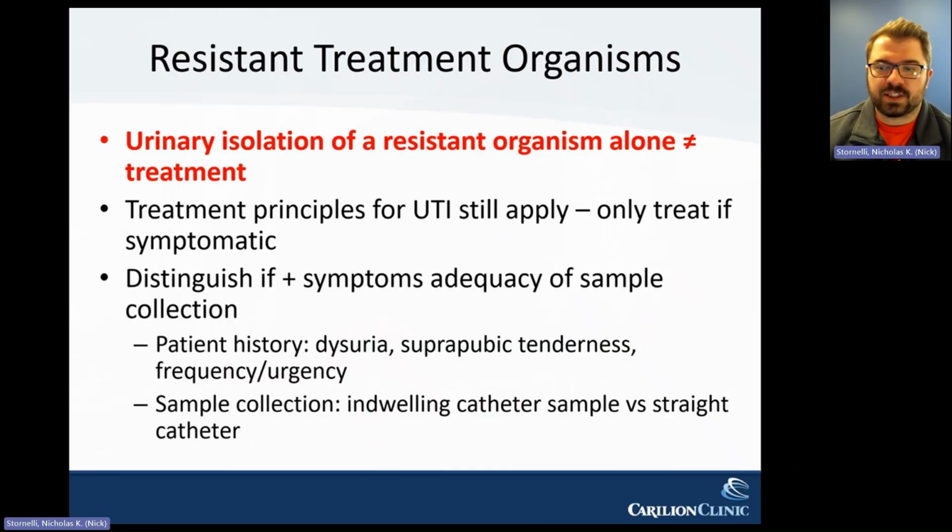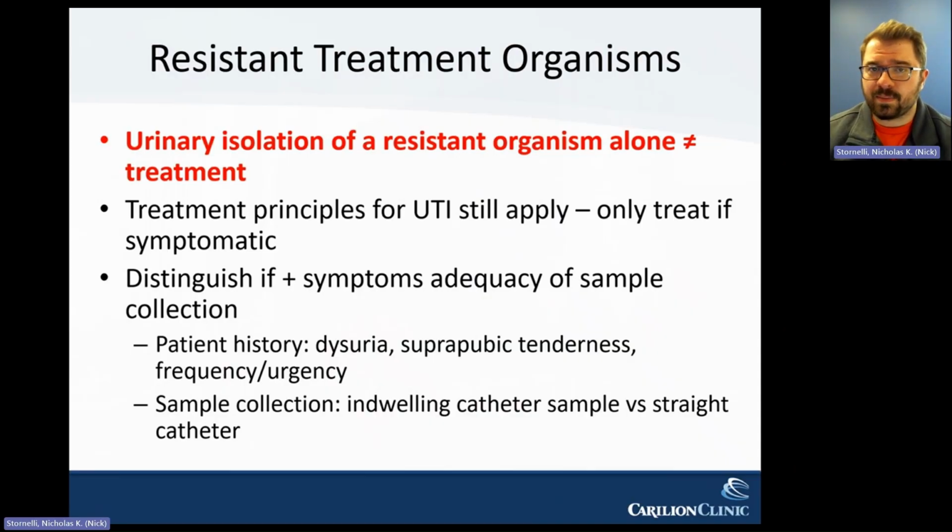It's really important to distinguish if symptoms are present, as well as the adequacy of the sample. Get a good patient history to describe what symptoms they're having. Dysuria, suprapubic tenderness, frequency and urgency paired with painful urination are probably the key indicators of cystitis. Then pair that with whether the patient has pertinent positive constitutional or systemic signs of infection that may indicate more of an ascending infection, or the typical flank pain that you may see with someone with pyelonephritis.